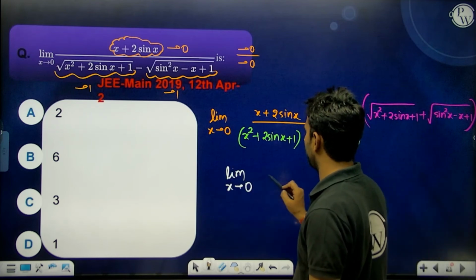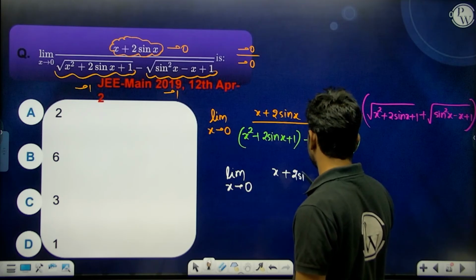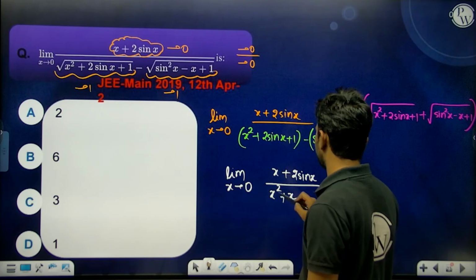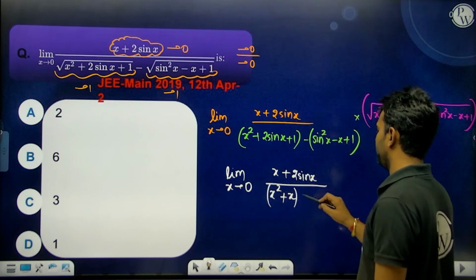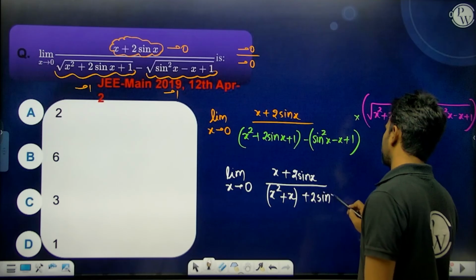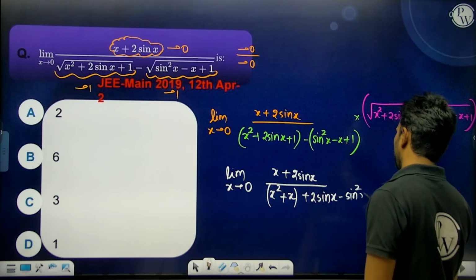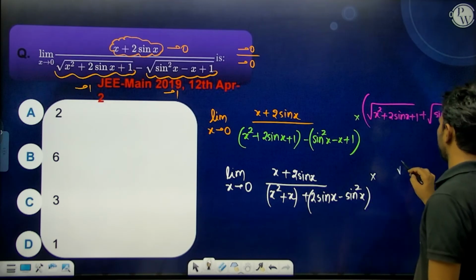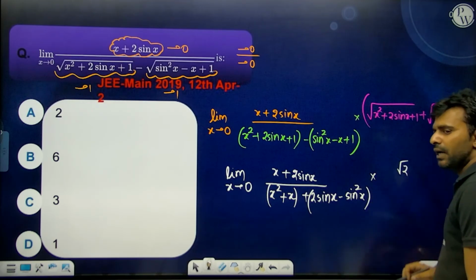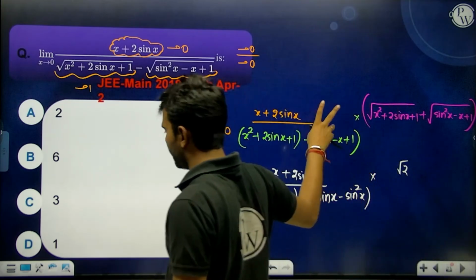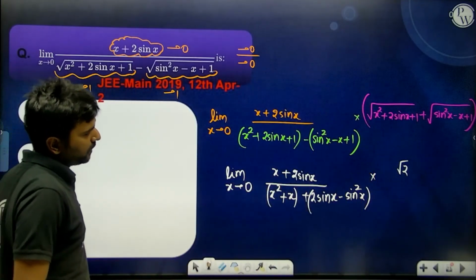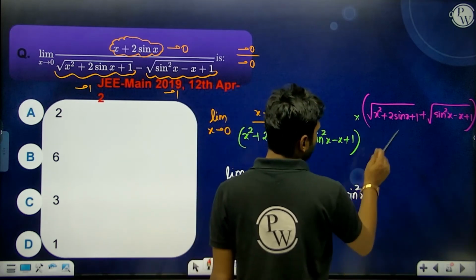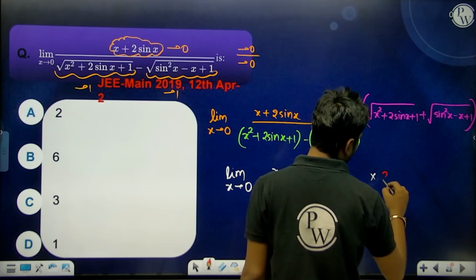Limit x tending to 0, it is going to be x plus 2 sine x. It is going to be x square minus x, minus minus will become plus, and then plus 2 sine x minus sine square x. And then 1 and 1 will be cancelled over here. So if x is moving towards 0, then this thing is moving towards root 2. So I am writing it directly. Why? Because I can split the limit about this multiplication and can write out the limit of that particular thing. So that is going to be 2, not root 2. Because when x is moving towards 0, this thing will move towards 1, this thing will also move towards 1, so this will be moving towards 2.